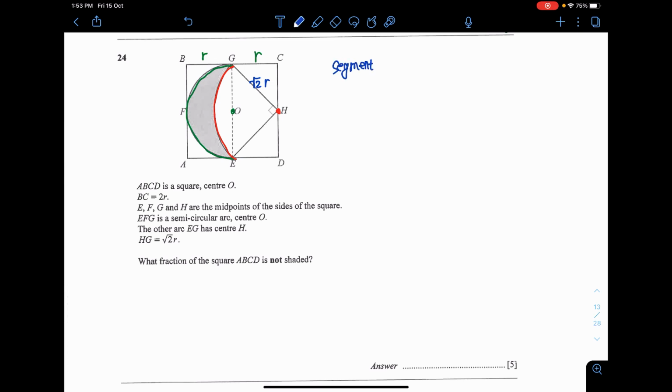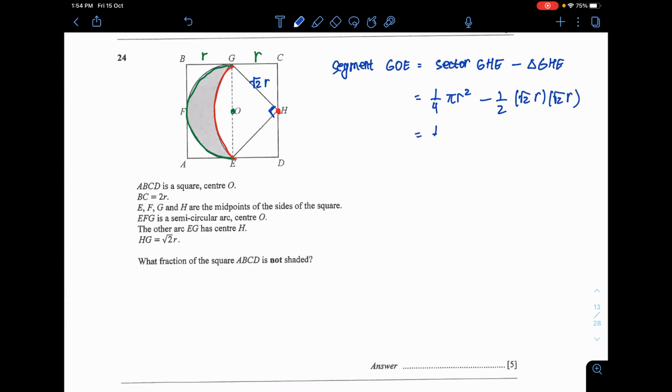of OEG or GOE is sector GHE minus triangle GHE. Okay, so the sector is actually just 1/4 of circle, and the triangle is half times base times height. Since this is 90 degrees here, the base and the height actually are GH and HE. So I just need to multiply these two together.